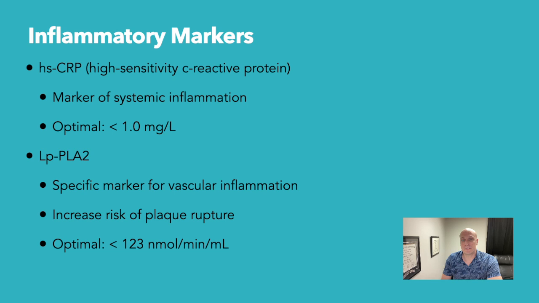And then we look at the inflammatory markers. So that's a test called high sensitivity CRP or C-reactive protein. This is a marker of systemic inflammation and the optimal is less than 1.0. And the other test is LP-PLA2 activity, and that's a specific marker for vascular inflammation and increased risk of plaque rupture. Optimal level is less than 123.